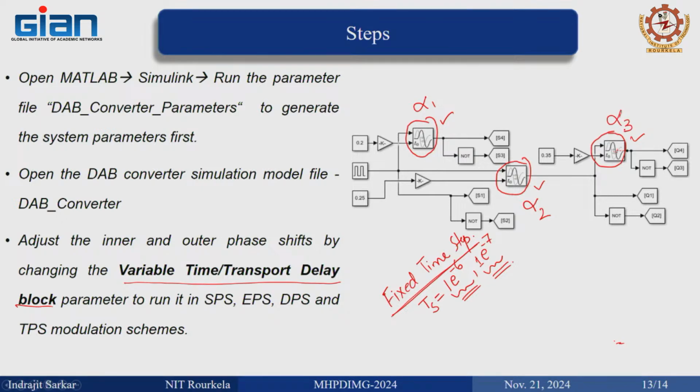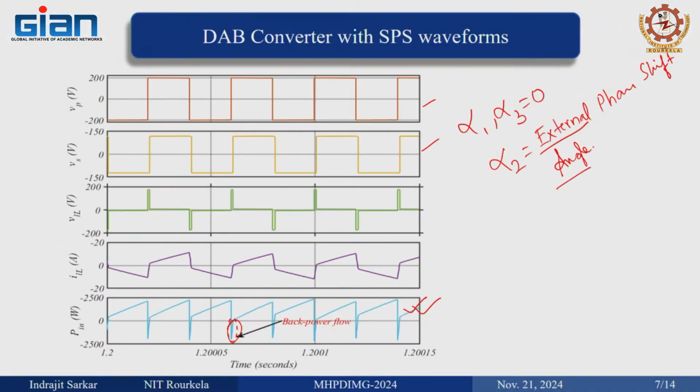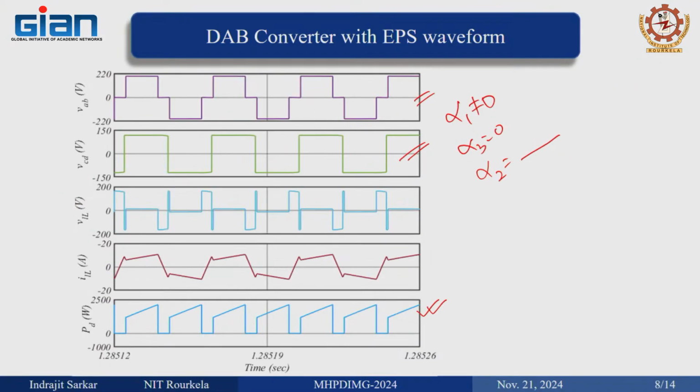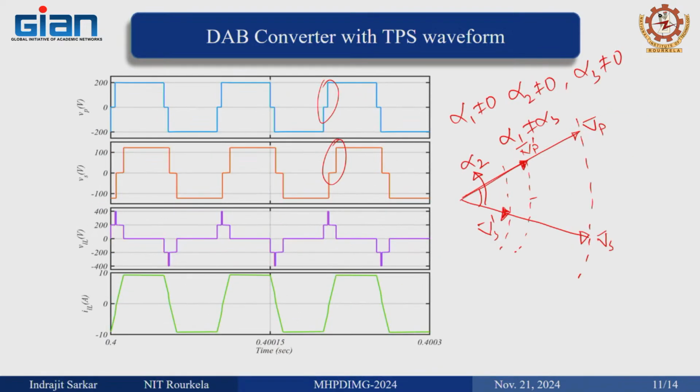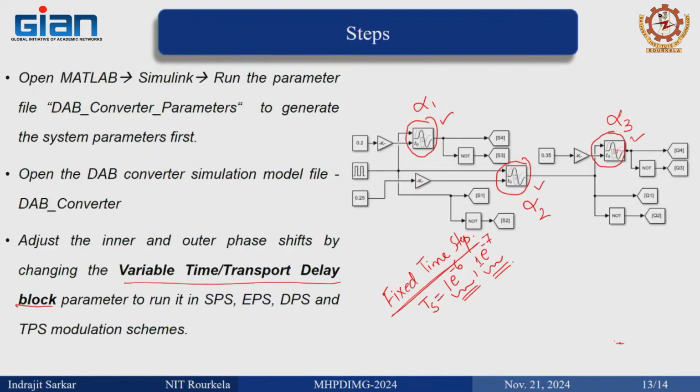Okay, I forgot to mention it. By adjusting this, for SPS you make alpha 1 and alpha 3 zero and then you put some alpha 2 and execute and see whether this result is coming or not. And then again you put alpha 1 not equal to 0, alpha 3 equal to 0 and see whether it is running or not.